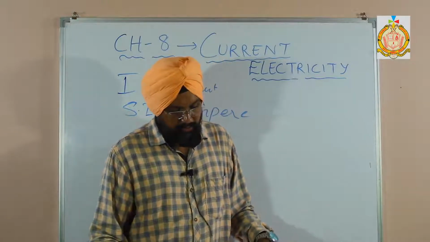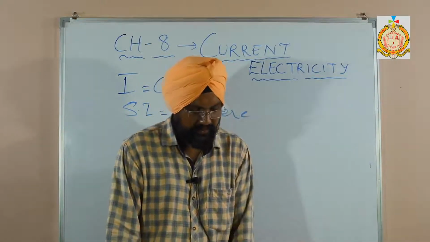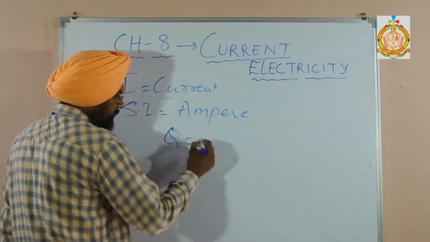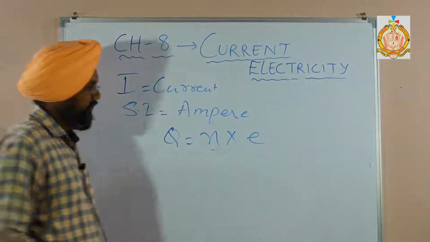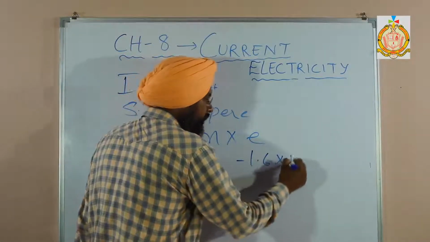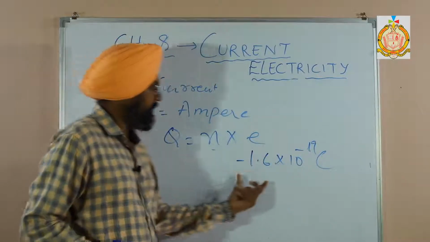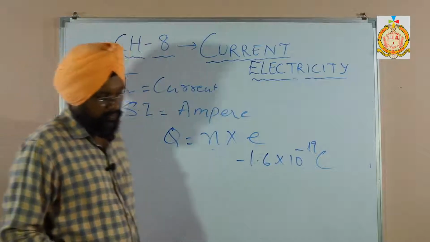The number of electrons passing through the cross section of a conductor in a time gives the total charge, which is given as Q equal to N into e, where N is the number of electrons. What is e? It is 1.6 into 10 raised to power minus 19 coulomb. That much charge can flow.